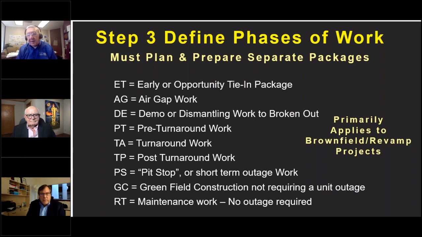All of these are done by different contractors, so your project in effect can turn into six or seven different small projects based on timing and sequence. And then you've got to look at the path of construction for each small project. You're not going to dismantle everything. You're going to say this, this, and this. And then you're going to do pre-turnaround work. You're going to have your CWAs and your CWPs.